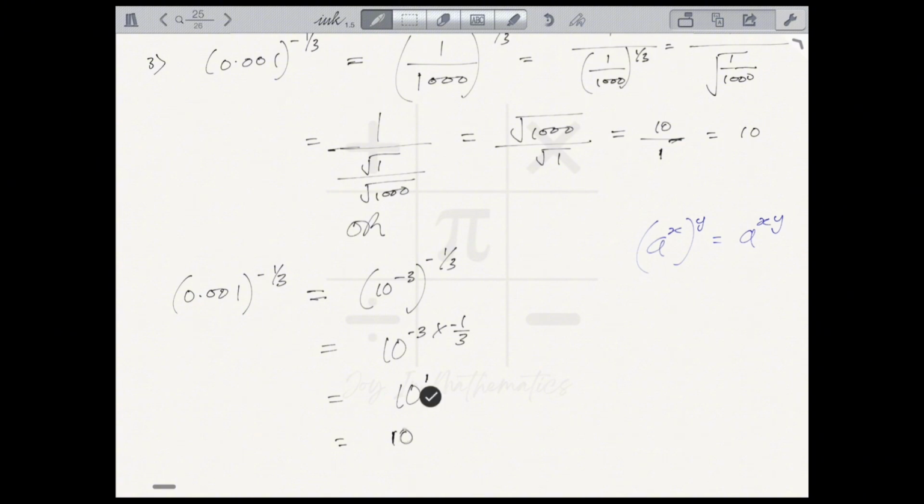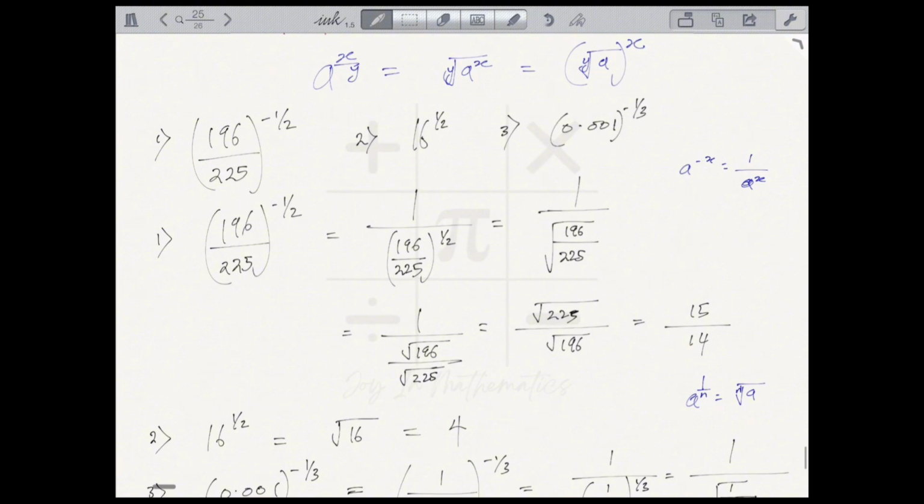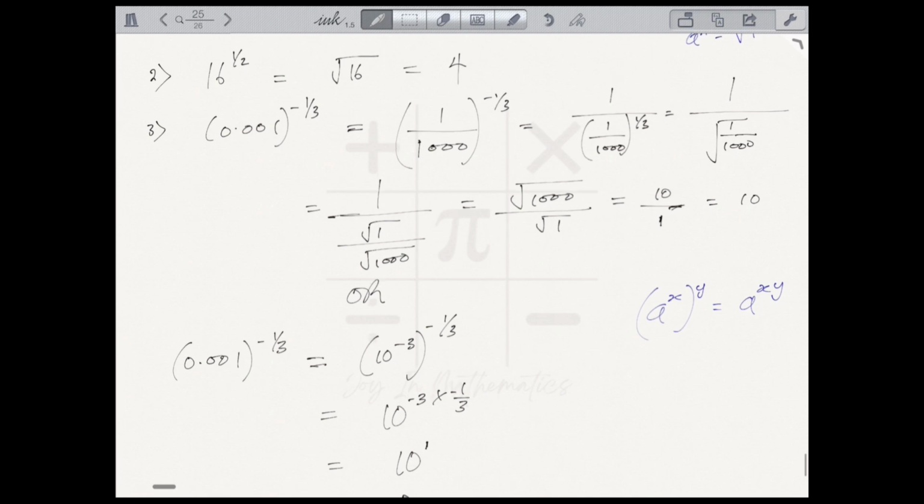Now be the judge of this, which one is faster? Okay, I will take the second one because I understood how to convert this value to standard form, then apply the power law. But it's not all the time that we can convert the value in the brackets to standard form. Just like in the first case, it's not convertible to standard form, so we apply the other method.